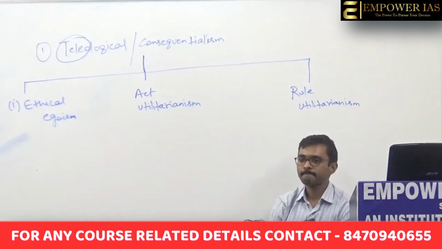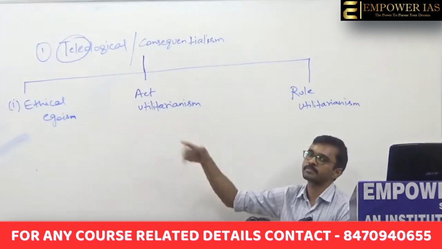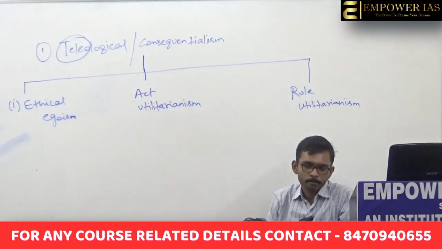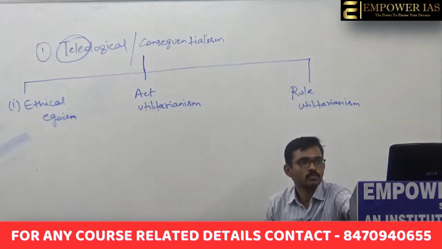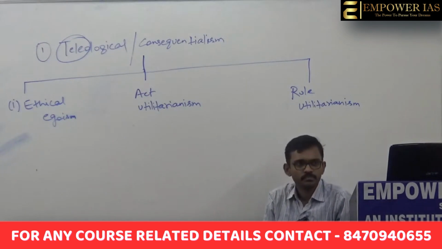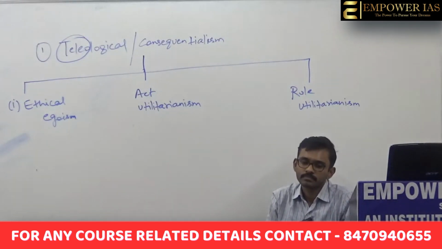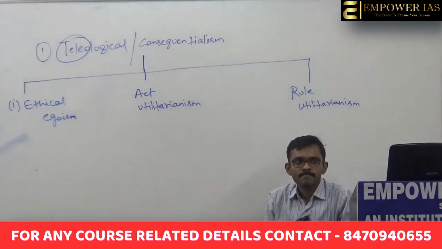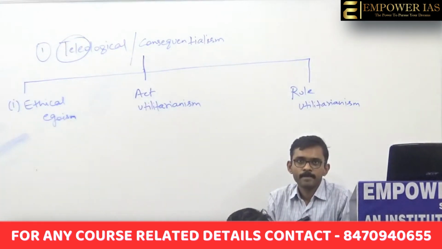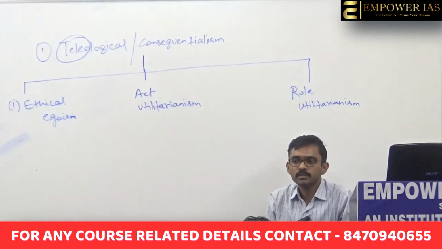Then we have utilitarianism. The second sub-theory within consequentialism is utilitarianism, or act utilitarianism. When we say utilitarianism, it means act utilitarianism. This theory believes that the moral worth of an action is determined by the overall consequences or outcomes of the action.